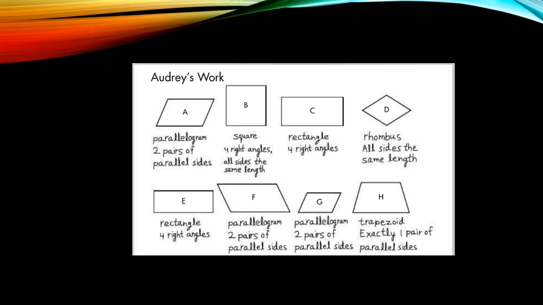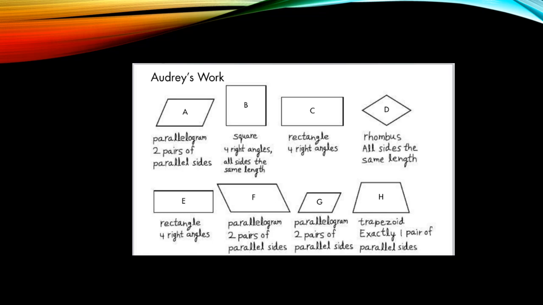Next, letter D is a rhombus. It has all sides the same length. Letter E is a rectangle. It has 4 right angles. Letter F is a parallelogram. It has 2 pairs of parallel sides. Letter G is still a parallelogram. It has 2 pairs of parallel sides. And letter H is a trapezoid. It has exactly 1 pair of parallel sides.